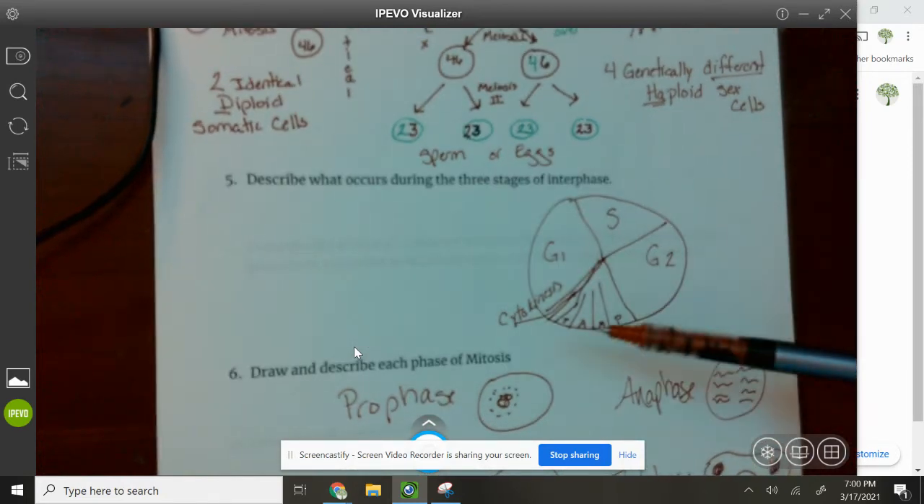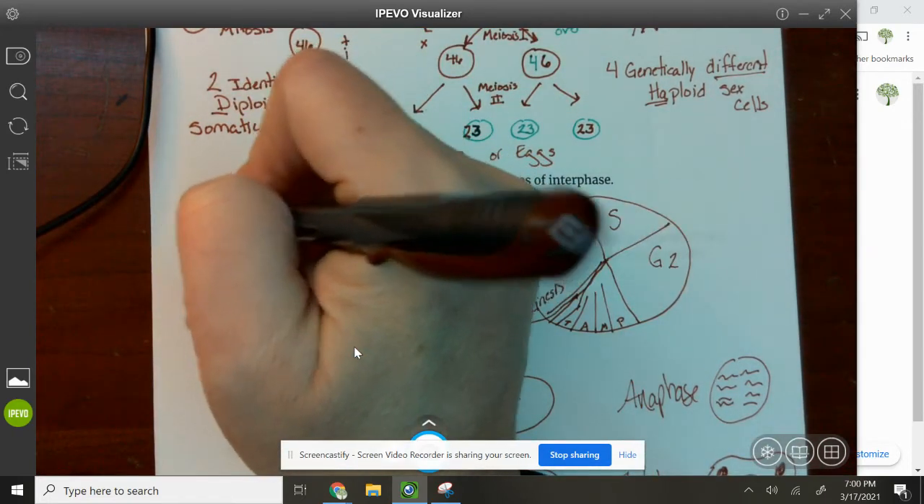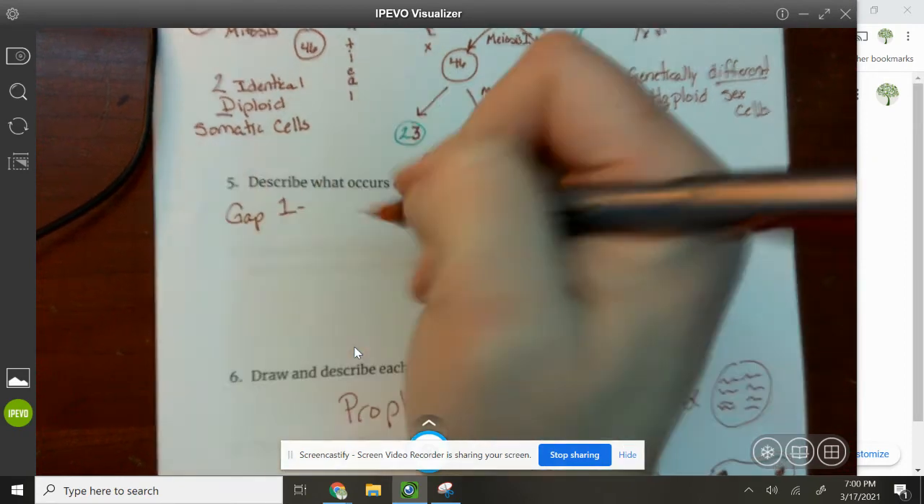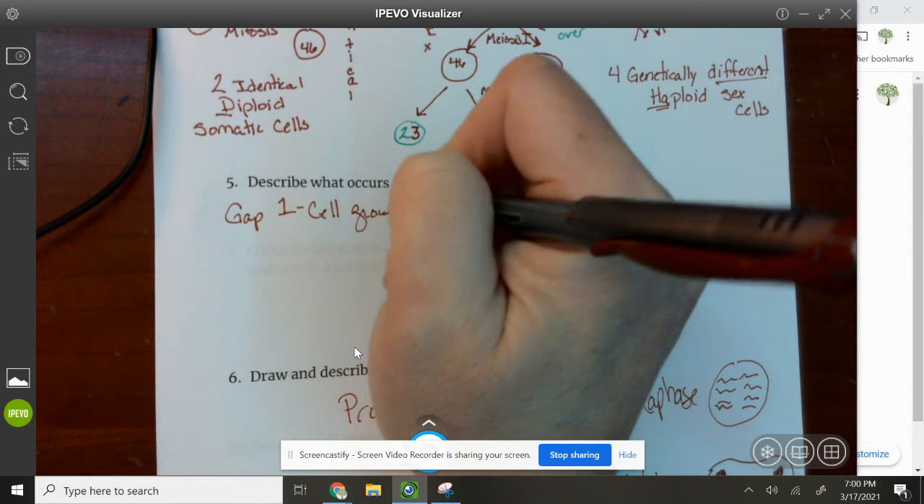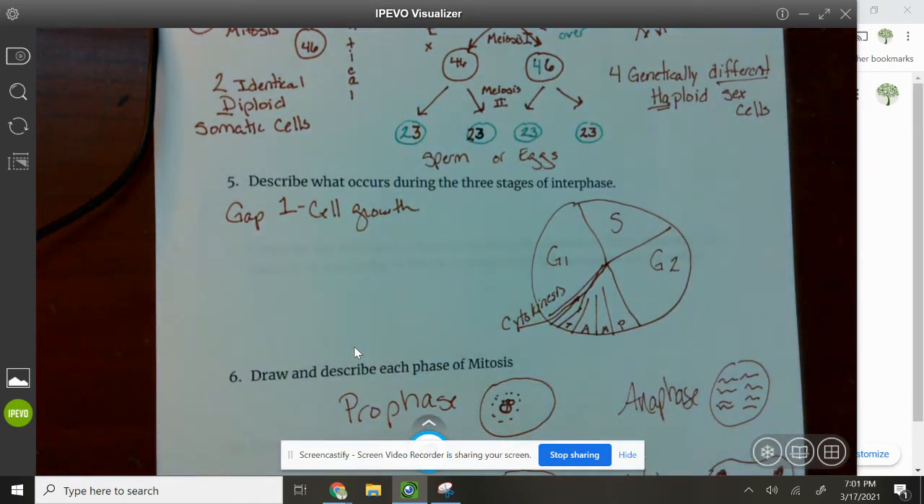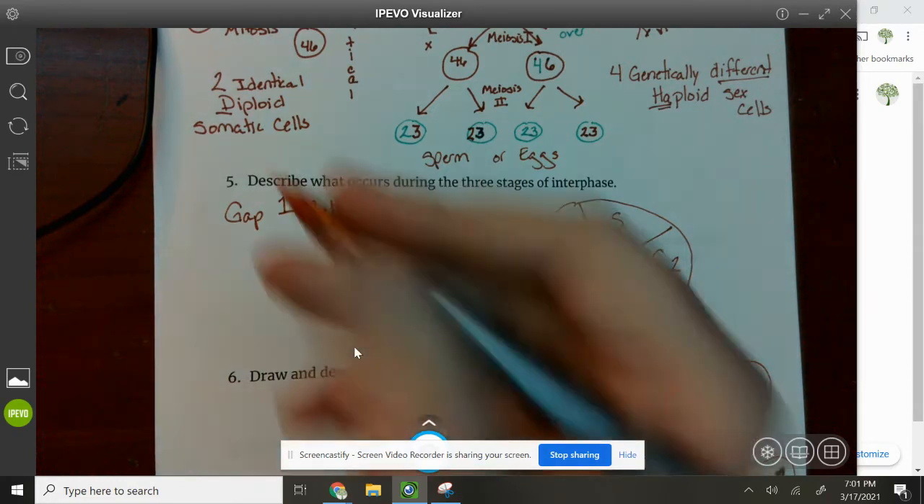My artistic ability is coming through right here. You've got G1, S, and G2. G1 stands for gap 1. This is where your cell is just being cellular. A little bit of growth happens because it doesn't just infinitesimally get smaller after each division. So there's a little bit of growth, but it's mostly when your cell is just being cellular.